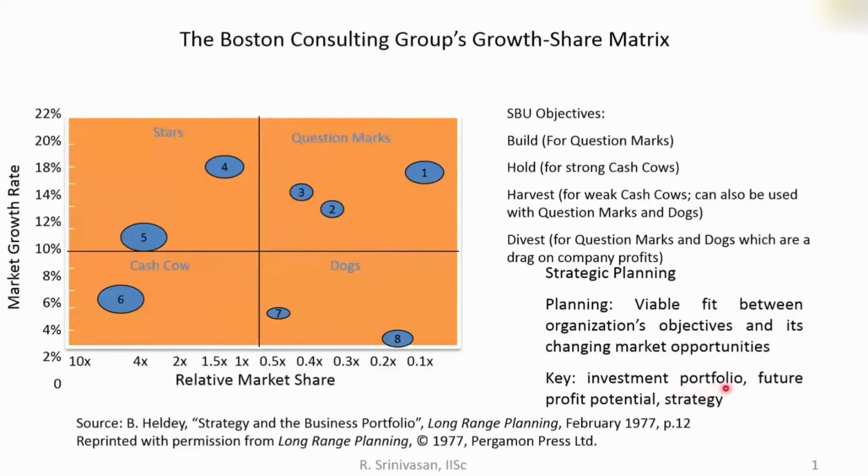Now, when you are operating in such a market and you are planning this strategic planning activity, what are the keys? The keys are three. One is the investment portfolio. The second one is the future profit potential. Third is the strategy. These are the keys with respect to the SBUs. Using these keys, you decide on the marketing strategies.